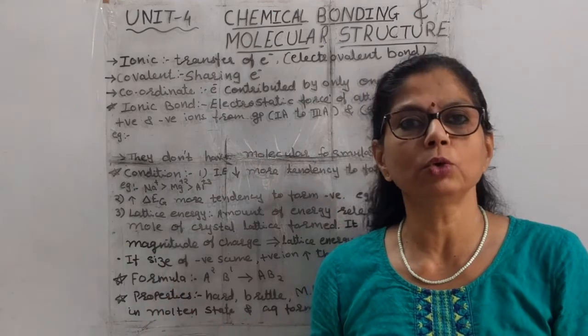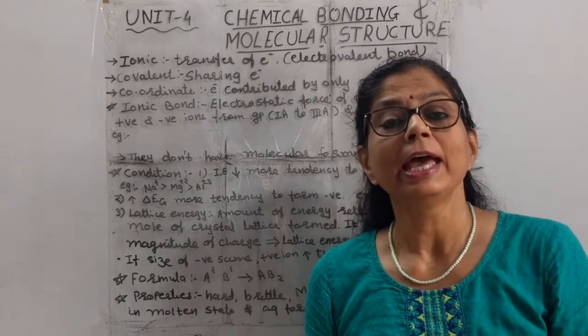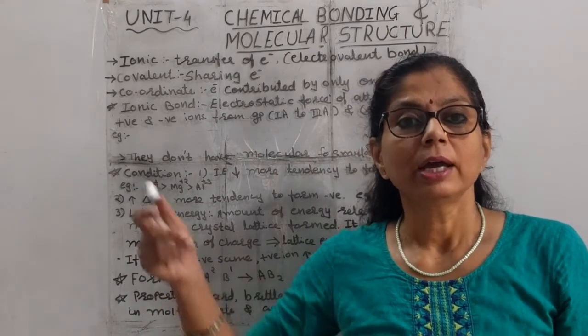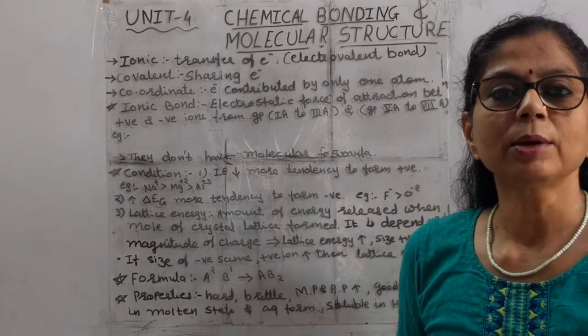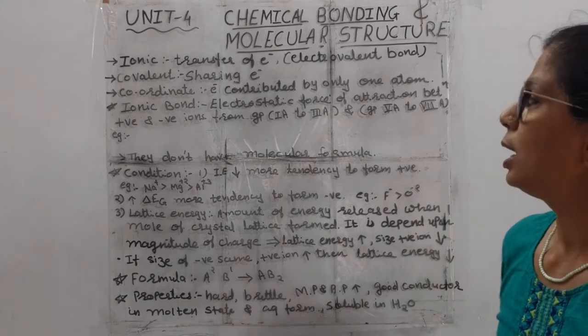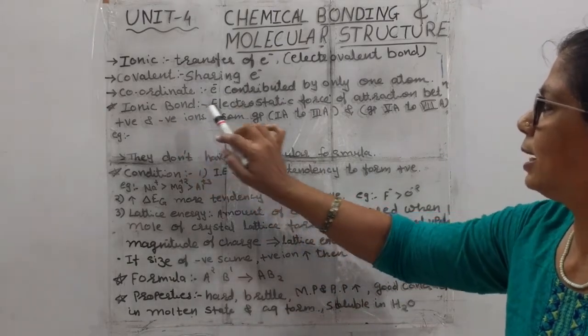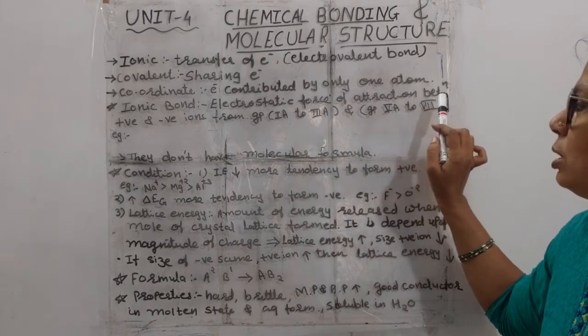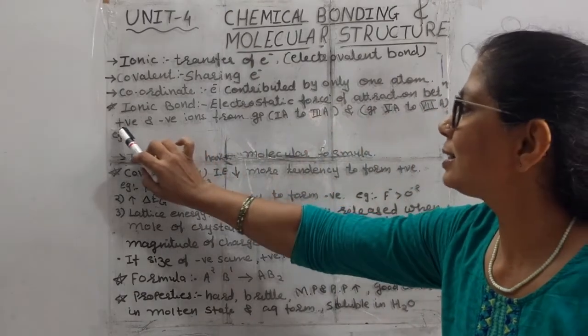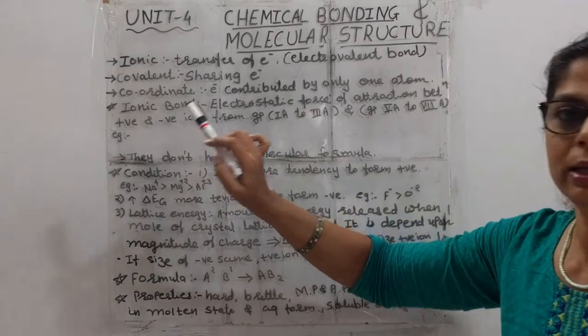NF3 and NH3 are very good examples of coordinate bonds, students. So now we'll start the ionic bond. Ionic bond, as I said, has the electrostatic force of attraction between cation and anion.